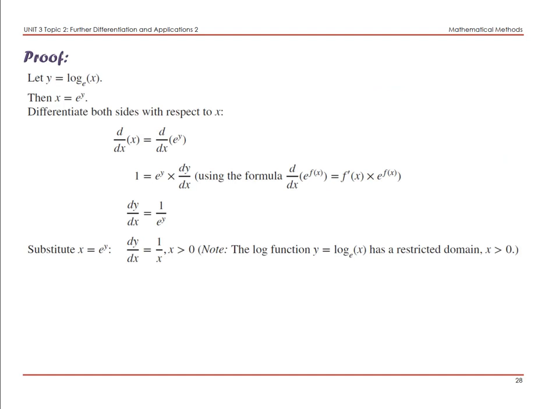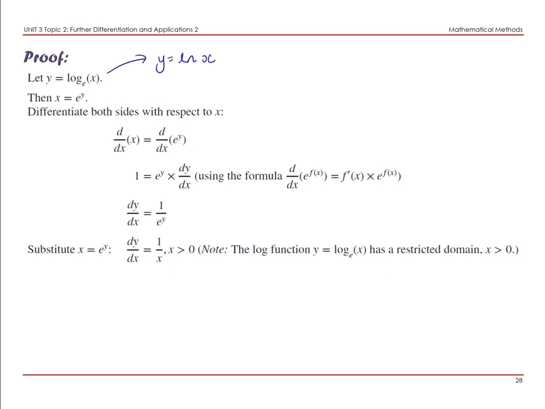Let's start with the proof, and that's a proof not using differentiation by first principles, so you've got to love that. If we have y equals log base e of x, so remembering log base e is the same as ln of x. Now, to differentiate it, we go to an exponential. So we rearrange to make x the subject, x equals e to the y. Now we differentiate both sides with respect to x.